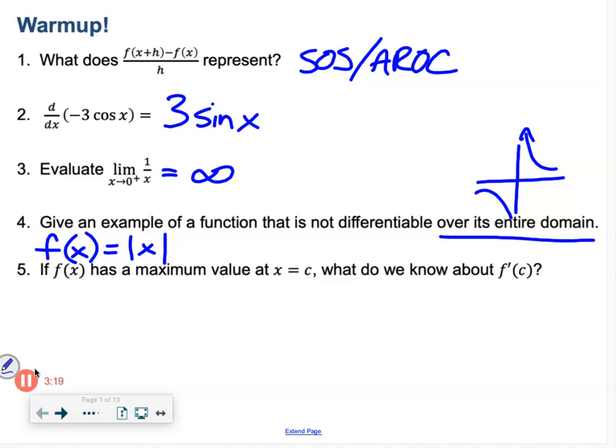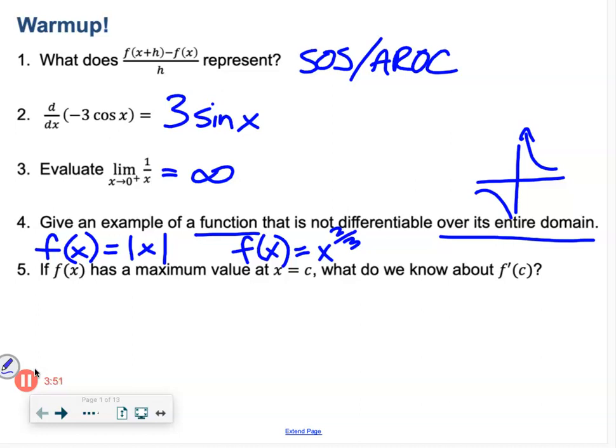Let's see. x equals 5 and x equals 0. Those are vertical lines. You're right, they're not differentiable. However, they're also not functions, right? So those would not be an example because they don't fit the requirement of it being a function. So absolute value of x is great. My favorite example for this is x to the 2/3, which also has a sharp turn. That's the bird function.